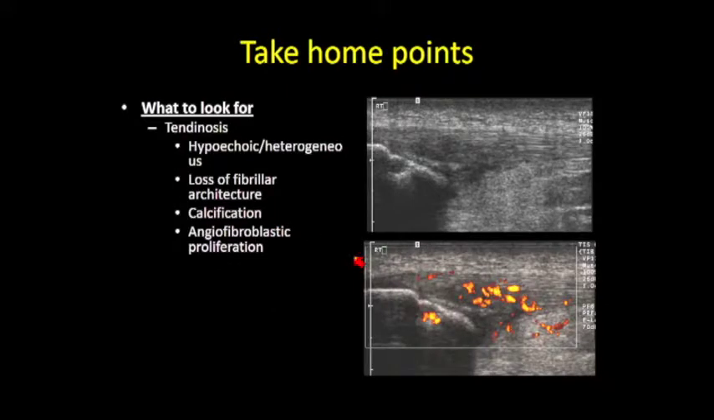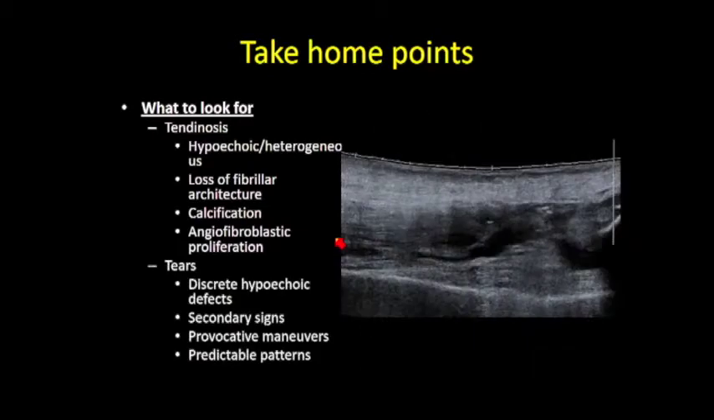So a few take-home points, what to look for. Remember, tendinosis appears as a hypoechoic or heterogeneous abnormality. You lose the fibrillar architecture, and you may see calcification or that angiofibroblastic response. When we're looking for tears, ideally it appears as a discrete hypoechoic defect within the tendon, but there are secondary signs that we can take advantage of to help us identify the tendon if it's not quite clear exactly where the tendon is located.